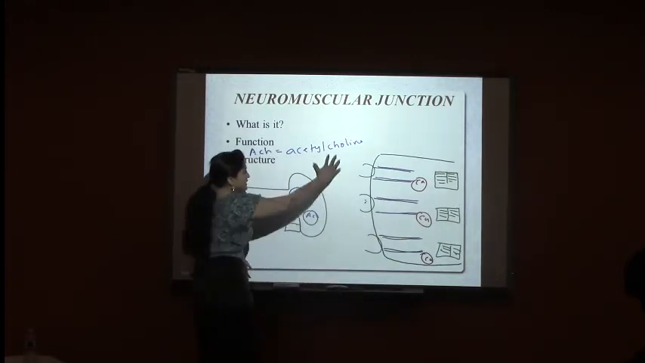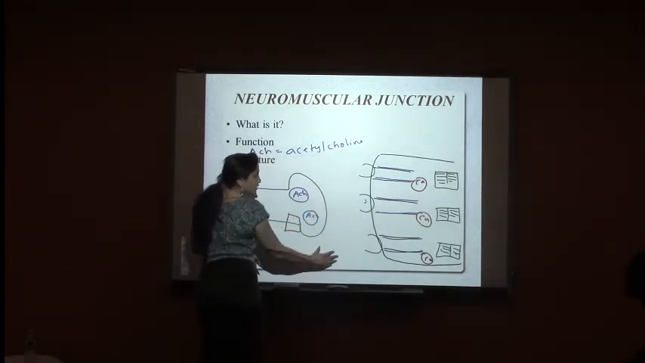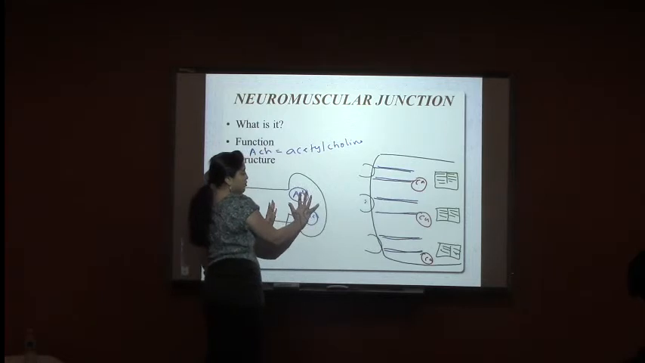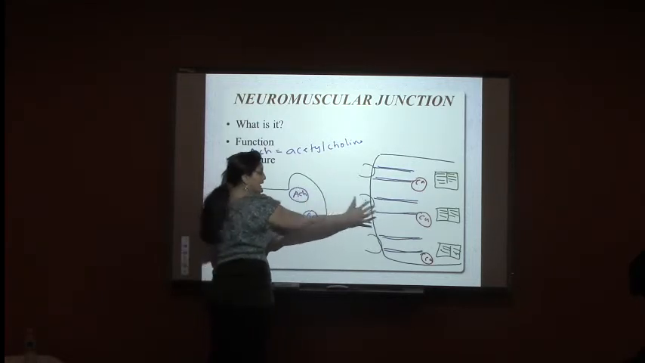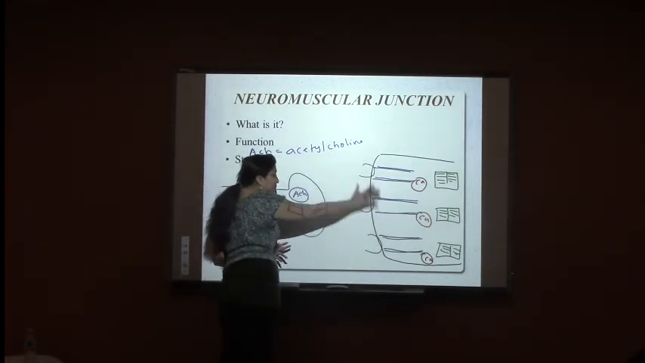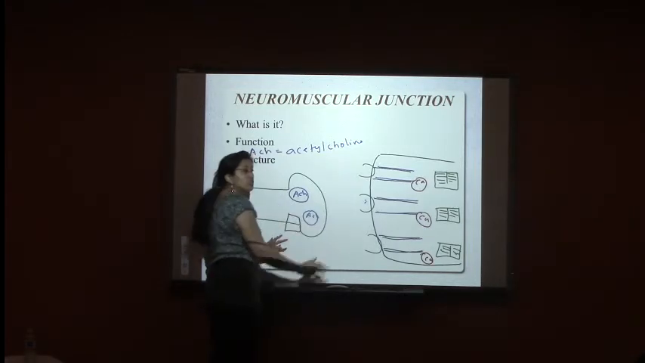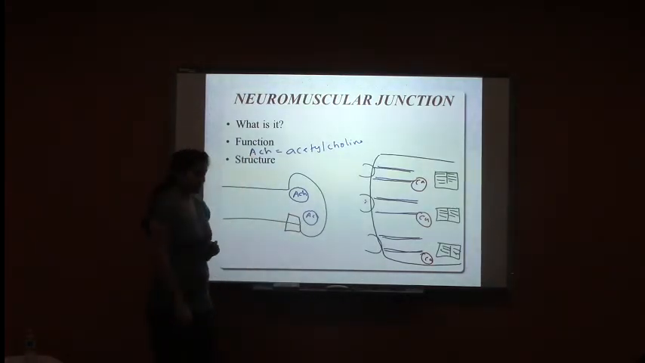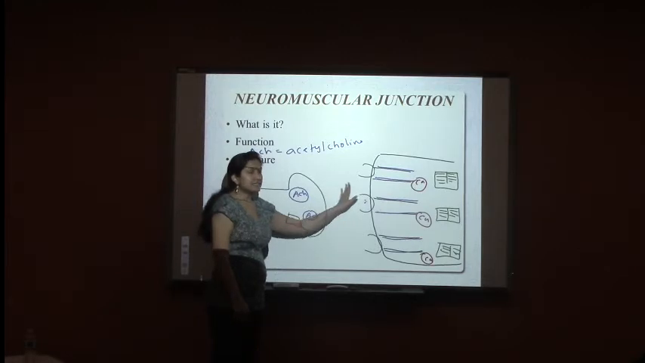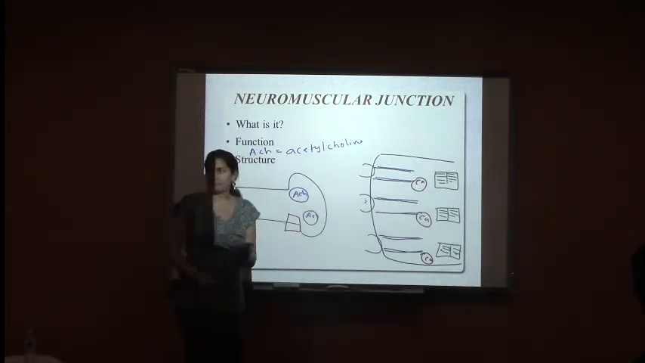Now, do you see the space? Isn't this a junction between the neuron and the muscle cell? So this space is the neuromuscular junction.